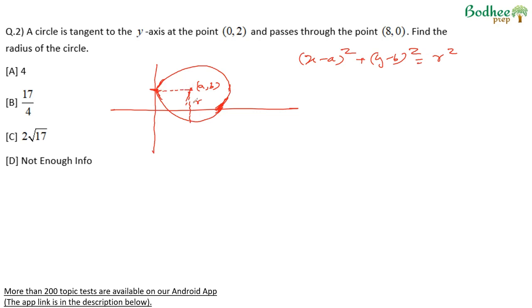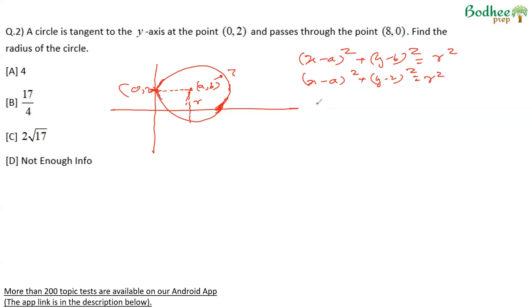Now we know that this point is (0, 2), and since this line will be perpendicular to the x-axis, the radius and tangent being perpendicular, we can say b will have a value of 2 because it is in the straight line of (0, 2). So this becomes (x minus a) square plus (y minus 2) square is equal to r square. This becomes the equation of the circle.